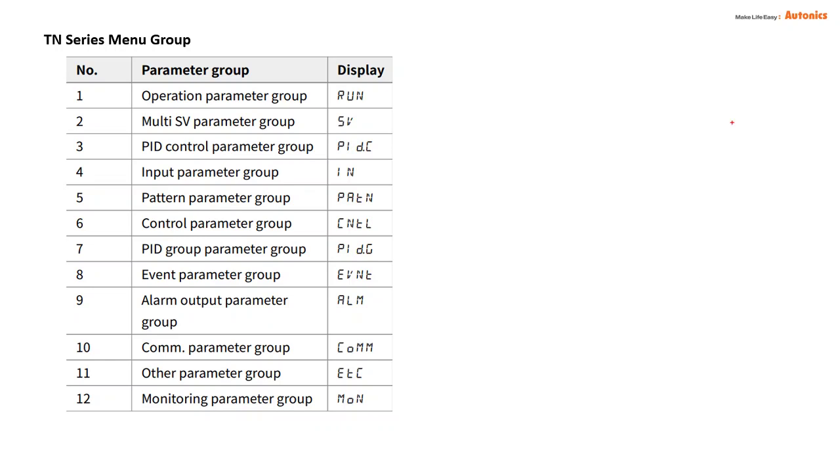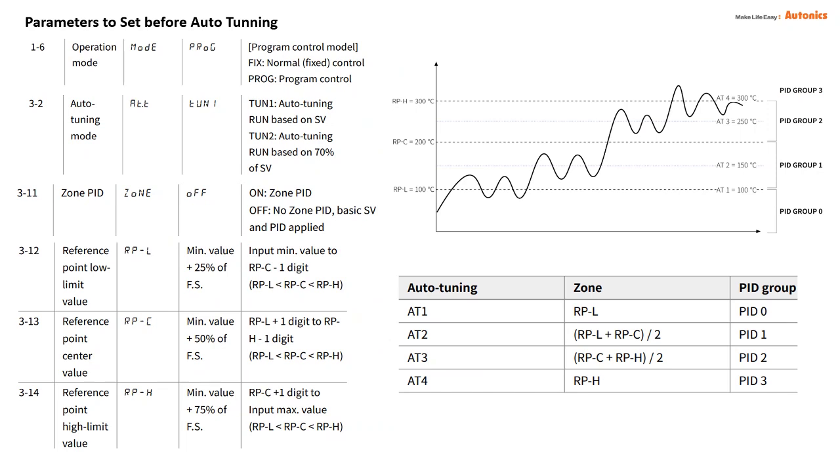Of these different menu groups, we will need to go into the run group and the PID.C group. Let us see what parameters we need to change in these groups. The first parameter we need to change is the mode in the run group, which we need to keep as fixed. If it is a fixed control model, it will be in fixed mode. But if it is a program control or pattern control model, we have an option to set it. So first of all, we need to make sure this is set to fixed mode.